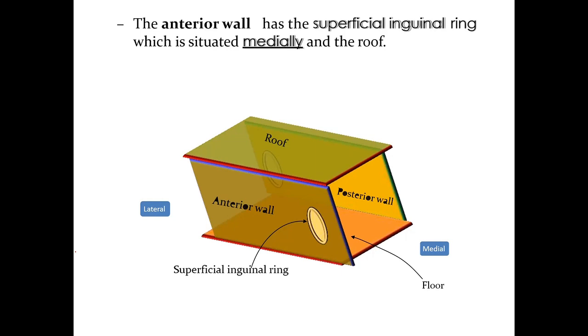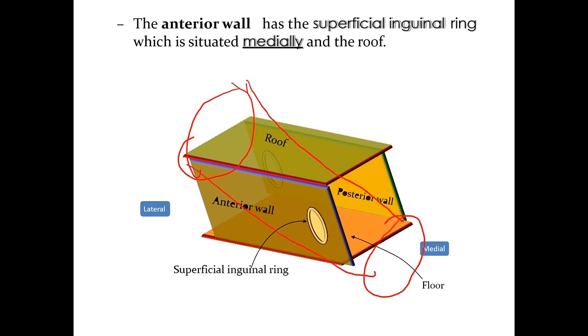Now, in addition to the previous image we saw, the roof and the anterior wall have been added to the posterior wall and the floor. And you can see how this canal is oriented obliquely. So don't think it's just a canal that has two openings like a cylinder. No, the openings are oriented obliquely.